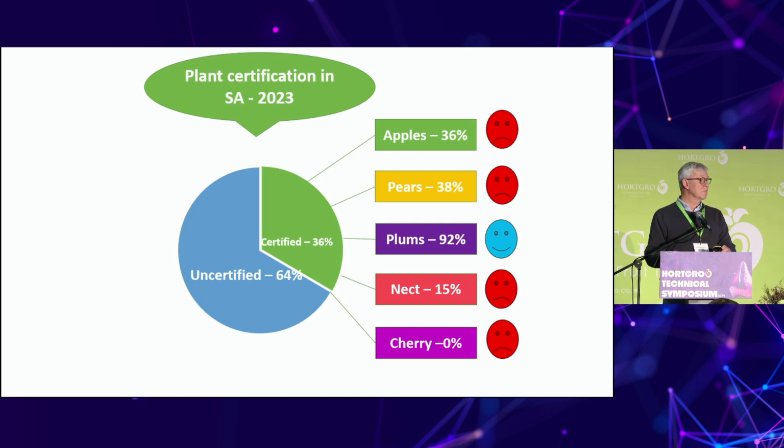Only 36% of our material is actually certified, and we have one happy face there, and that's plums. That is based mostly on the fact that we had plum marbling disease, which had a tremendous impact on growers, and the only way that you can address that is to start with clean material. The plum viroid you can only deal with by taking your tree out. So the scheme gives the opportunity of making sure, hopefully, that your material is clean.